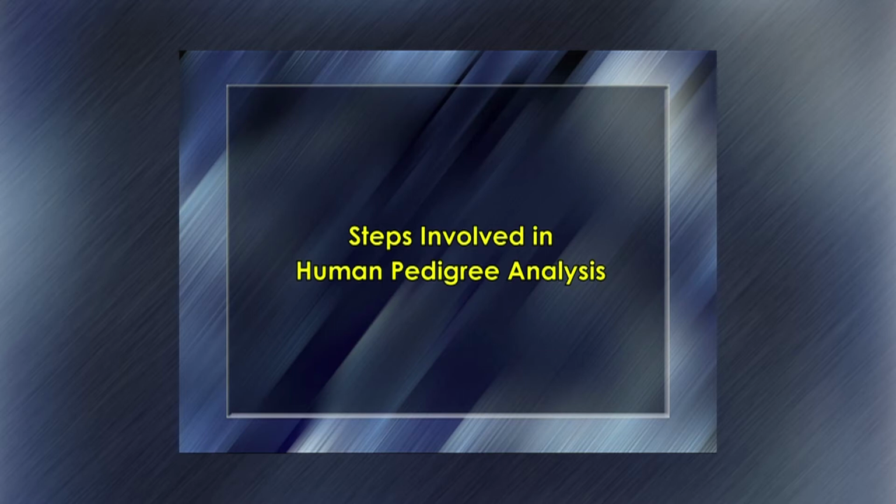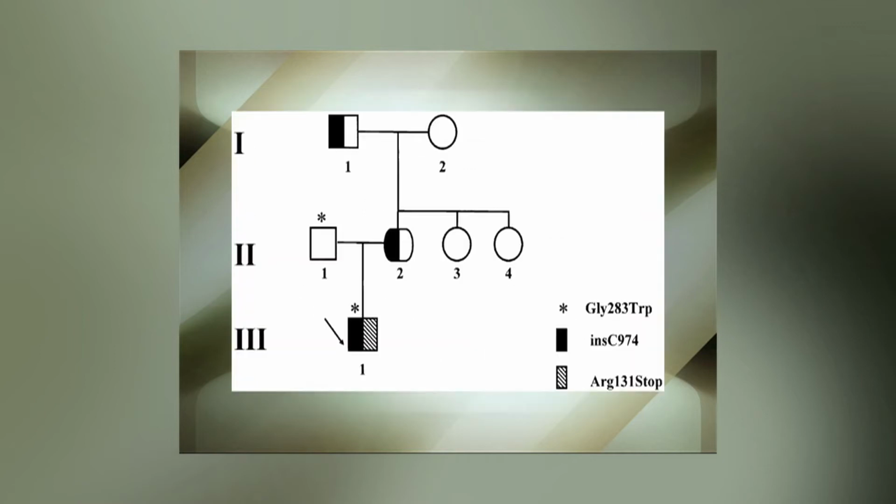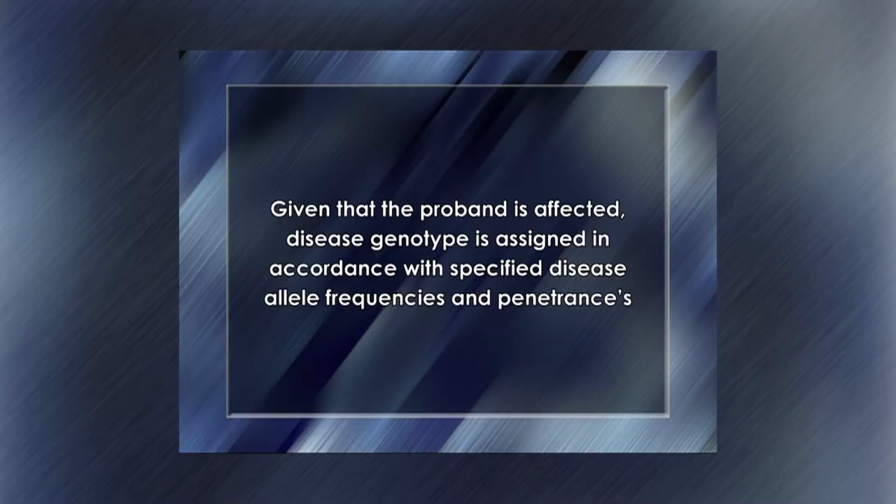Now, let us discuss the steps involved in human pedigree analysis. Number 1, assigning disease status for pedigree members is accomplished first by dropping the set of blank founder chromosomes through the family, with each parental chromosome equally likely to be transmitted. Number 2, the proband might have received a segment that originated from a founder and a segment from his or her married-in parent. Number 3, given that the proband is affected, the disease genotype is assigned in accordance with specified disease allele frequencies and penetrances.